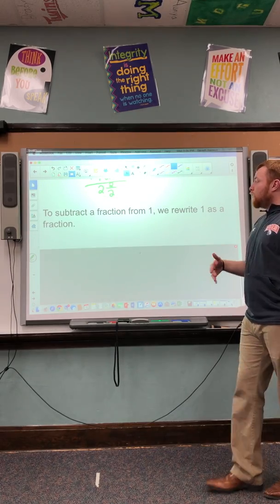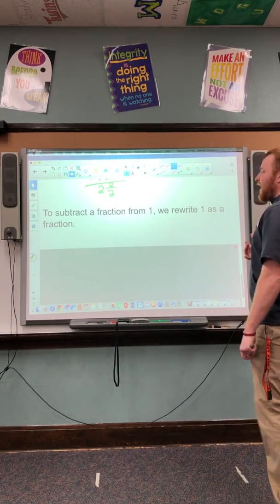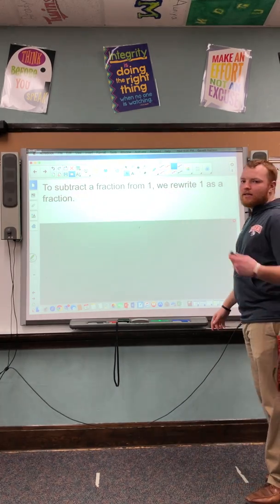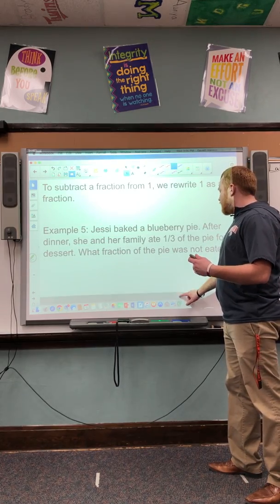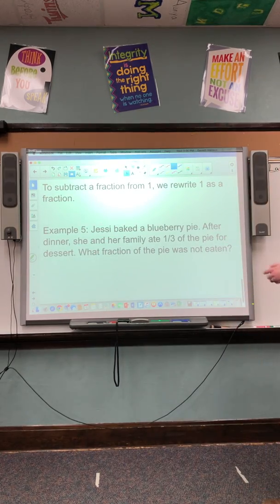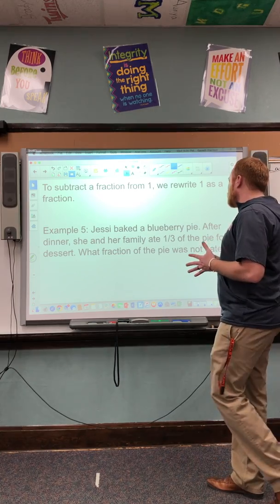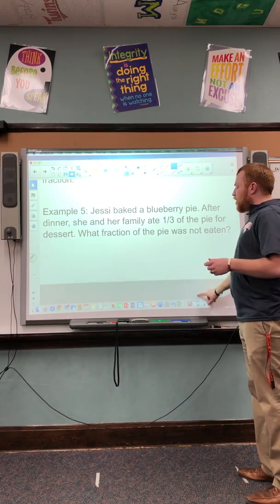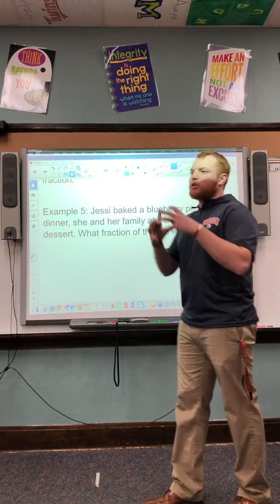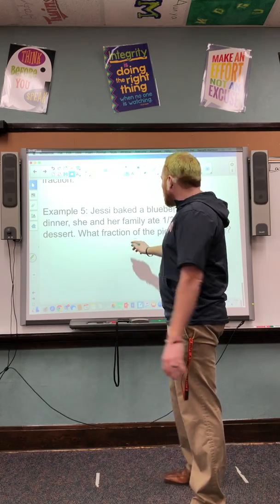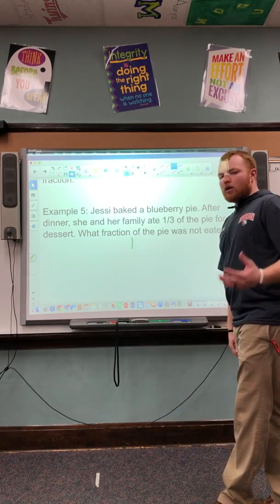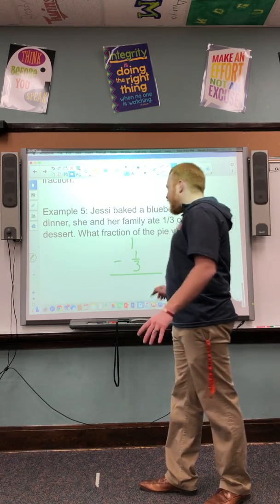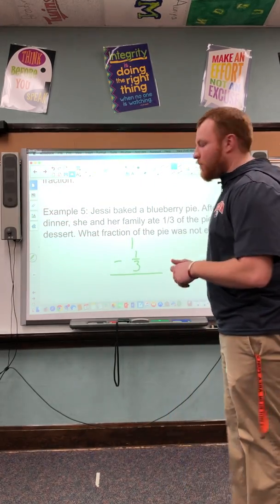And then to subtract a fraction from 1, we rewrite 1 as a fraction. That's key. That's probably maybe the new part to this lesson that you've never dealt with before. So Jessie baked a blueberry pie. After dinner, she and her family ate 1/3 of the pie for dessert. What fraction of the pie was not eaten? Well, first of all, how much of a pie do they have? They have 1 whole pie. Her family ate 1/3 of it. So that's how much they lost. They lost 1/3 of the pie.